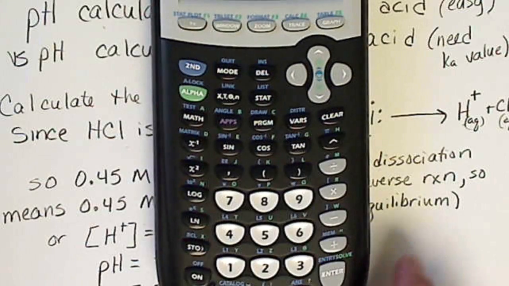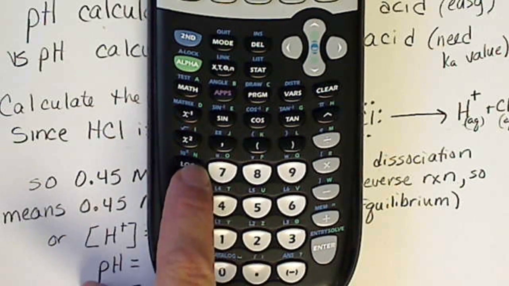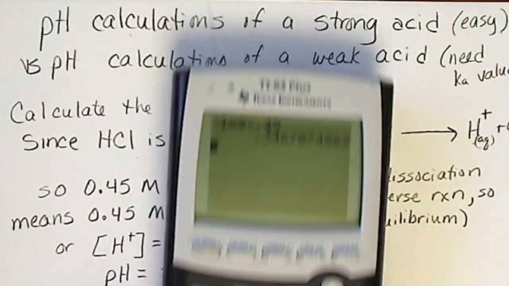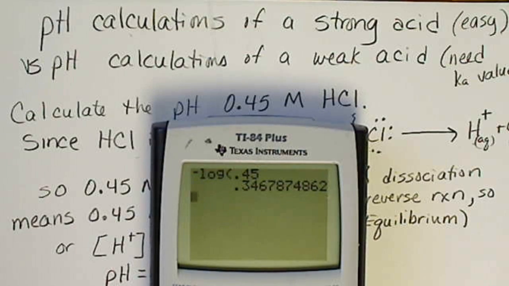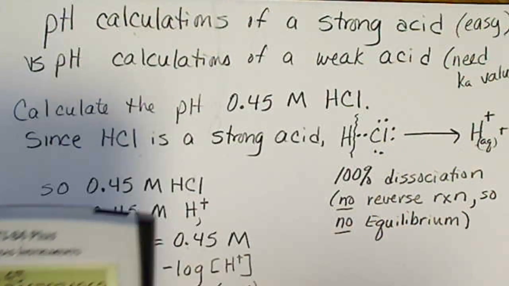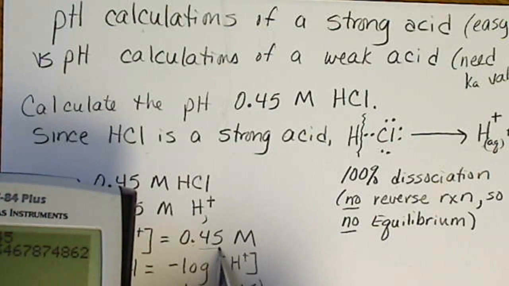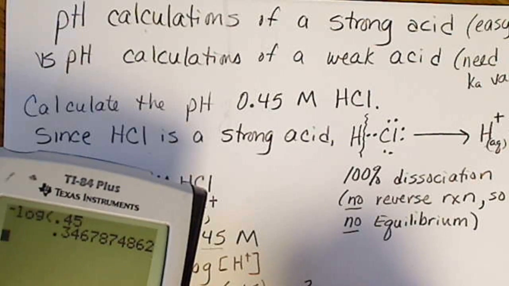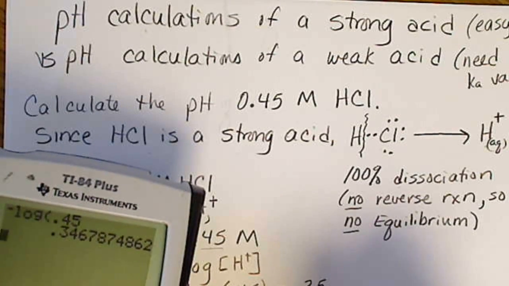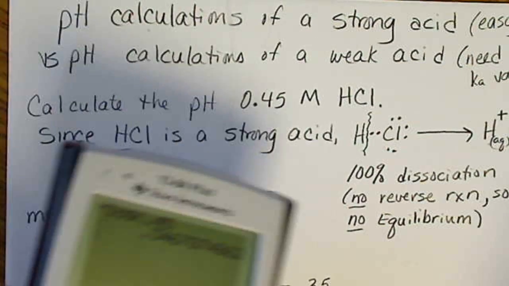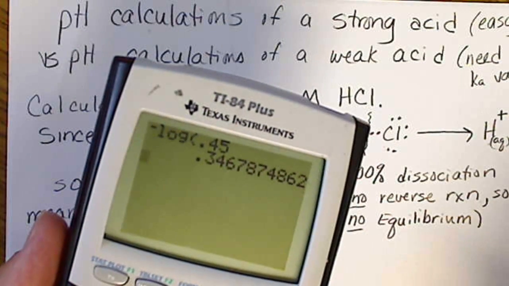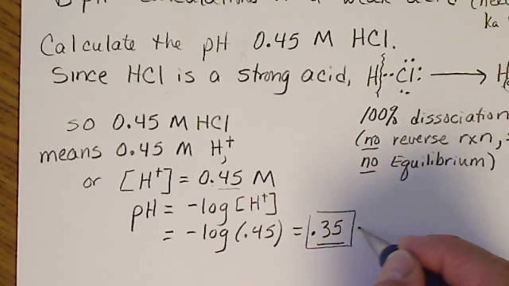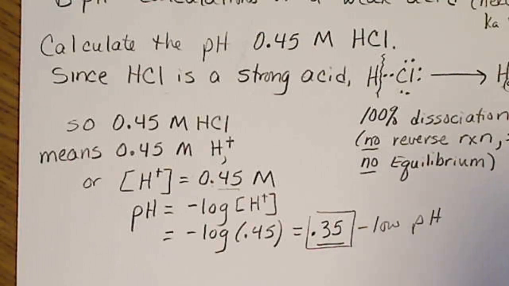we just take the negative log with the minus sign, negative log of 0.45, enter that, and we get a low pH, which is what we would expect. So the significant figures are a little odd. Two significant figures in a concentration result in two decimal places here for the pH. So I'll round 0.346787 up to 0.35, which is consistent with an acid.